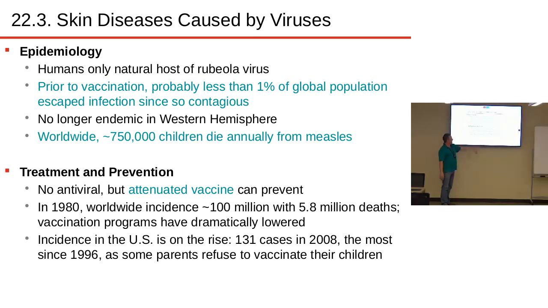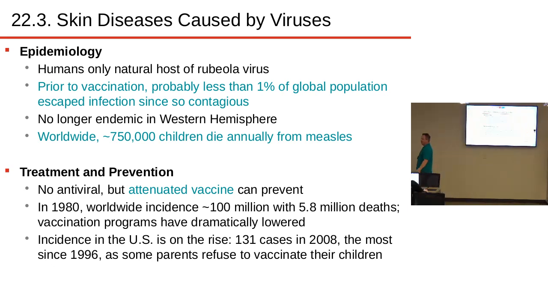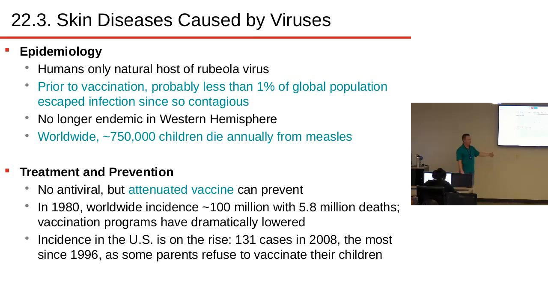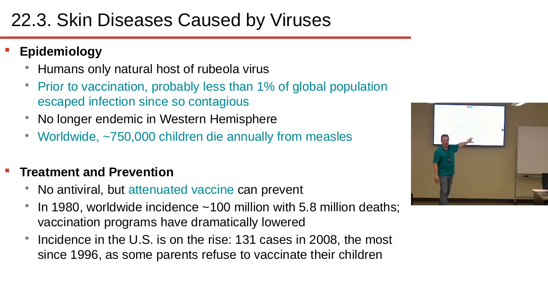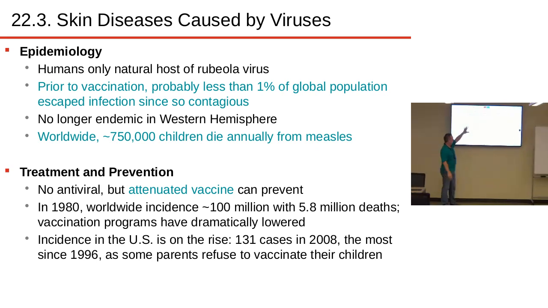1980, worldwide incidence of about 100 million with about 5 million deaths per year in that year. Once we introduced the vaccination programs to be basically required, yes, the vaccine was developed about a decade before that, but public health policy, CDC, government, getting involved and saying, okay, you have to get this in order to go to school or the other things that we asked, has caused the incidence of measles to drop significantly.